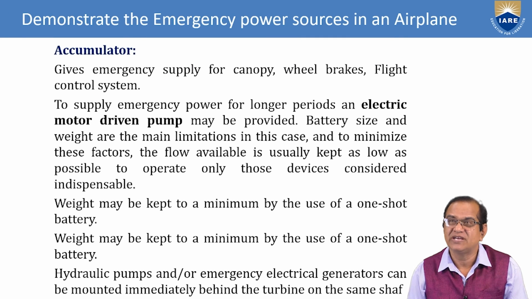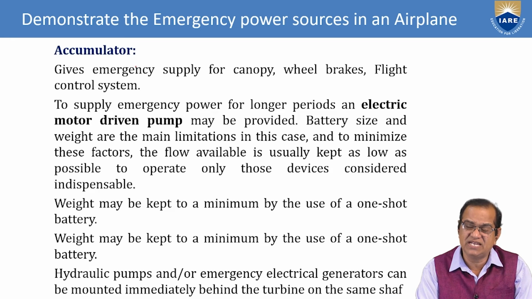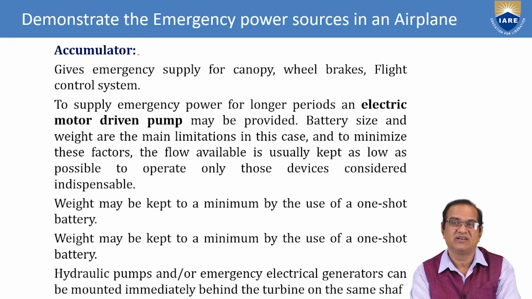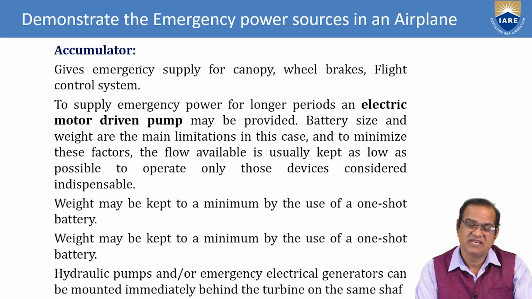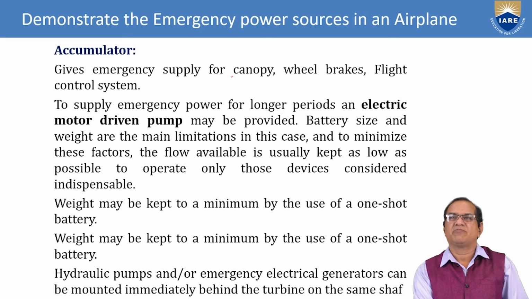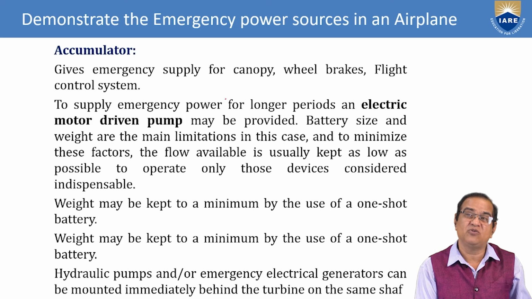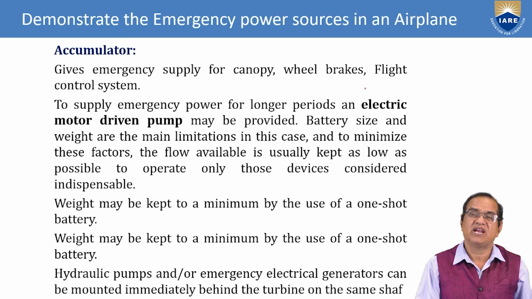Demonstrate the emergency power sources in an airplane. I have discussed accumulators in detail. Accumulators are devices in which high pressure air or nitrogen is charged in half of the portion, and another part is filled with the hydraulic fluid. As and when the power supply is fluctuating or is not giving a proper supply, it will give supply. So it gives emergency supply for the canopy, wheel brakes, and flight control systems. These are a few very important parts for which hydraulic fluid is required, and it is supplied by the accumulator.